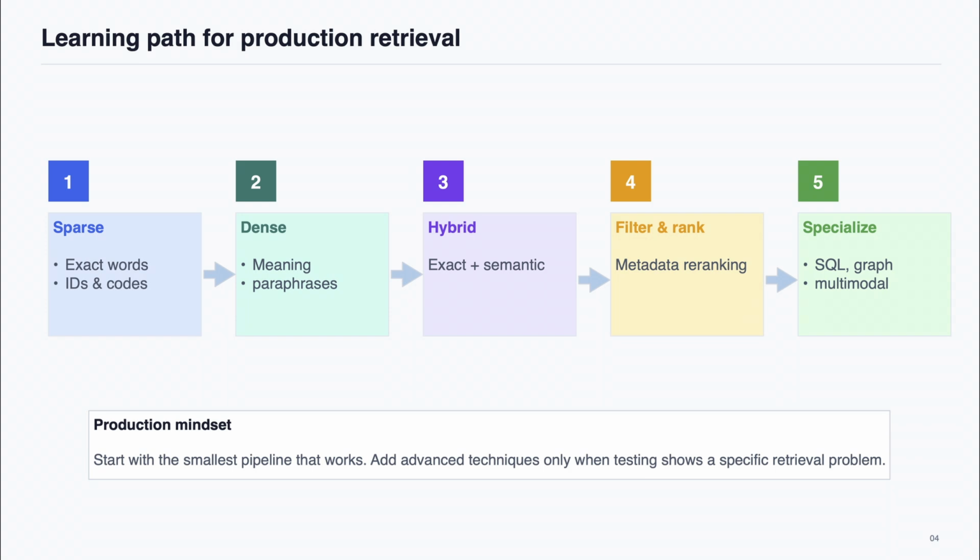Here is the learning path we will follow. First, sparse retrieval for exact words, identifiers, and codes. Second, dense retrieval for meaning and paraphrases. Third, hybrid retrieval, which combines both. Then we add production controls through filtering and re-ranking. Finally, we use specialized retrieval when the answer lives in SQL data, a graph, or visual content. This sequence moves from the most common foundation to use case specific options.